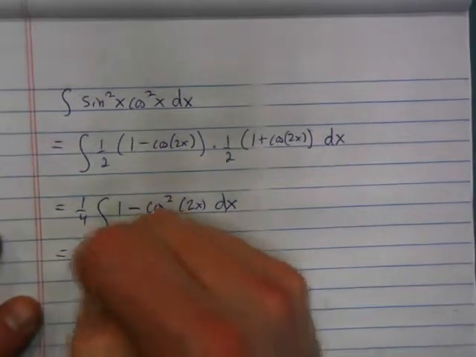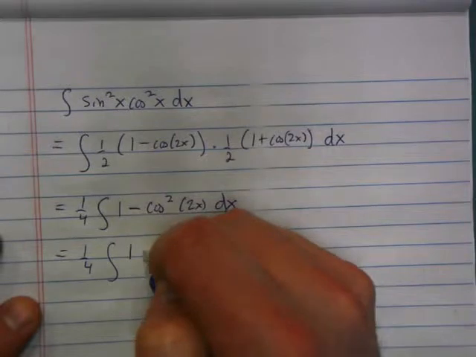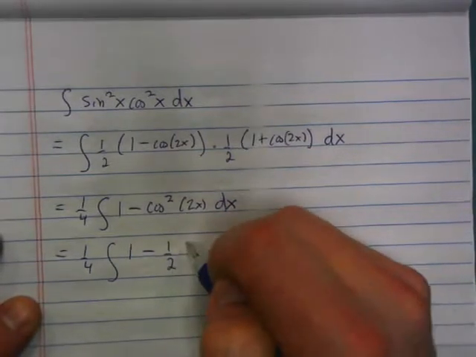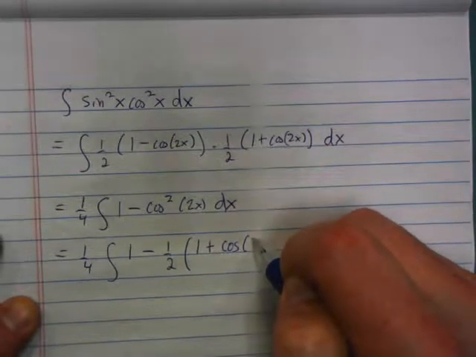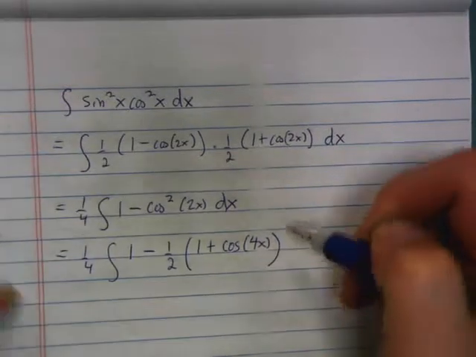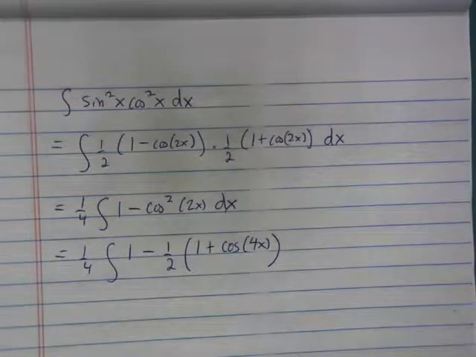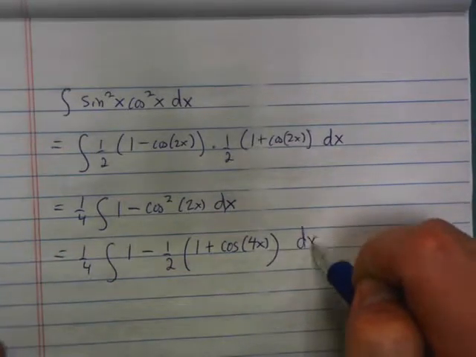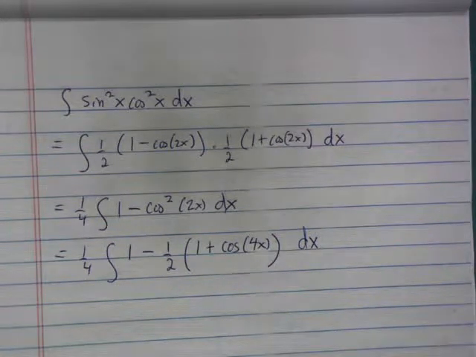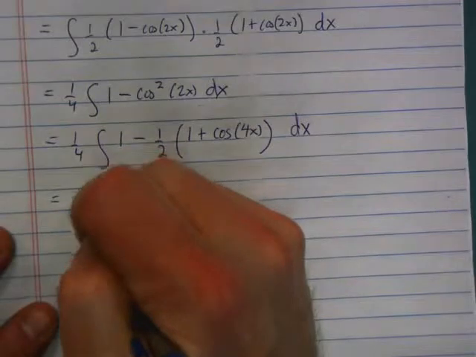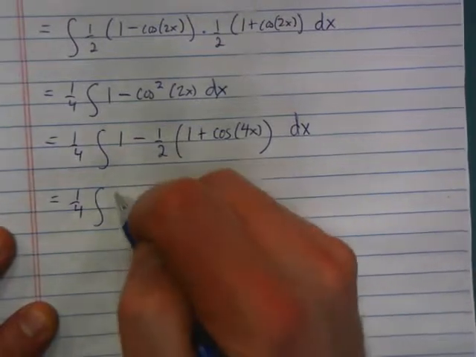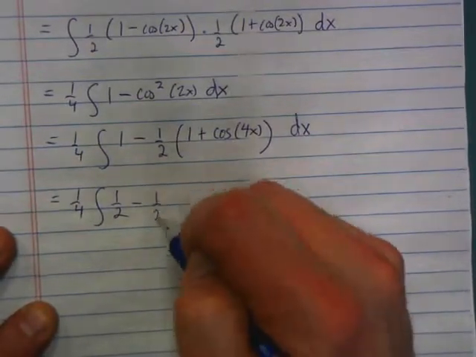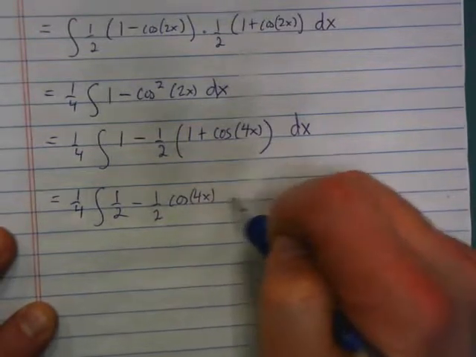All right, so we're going to have 1/4 the integral of 1 minus 1/2 times 1 plus cosine of 4x. Every time you use the power reduction formula, what happens to your angle? It doubles. Every time you use the formula, your angle doubles. dx. All right, so we're almost done here. So I say 1/4, the integral. I'm going to distribute this 1/2 through. I'm going to have 1 minus 1/2, that's 1/2, minus 1/2 cosine 4x dx.